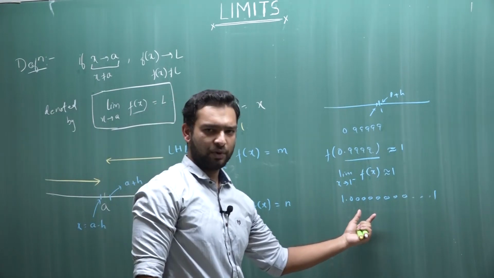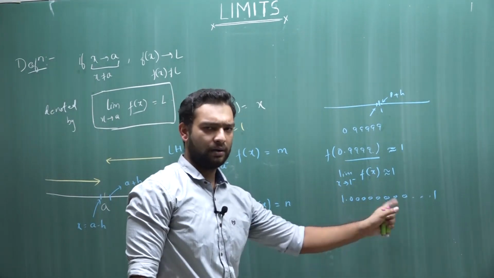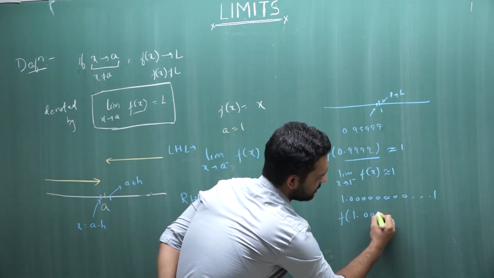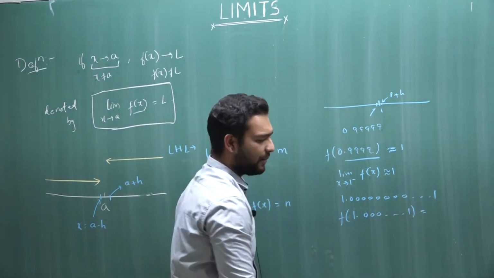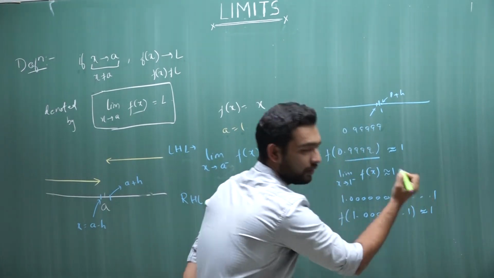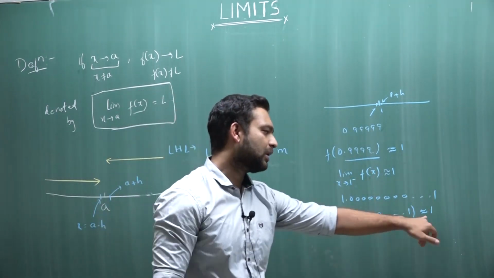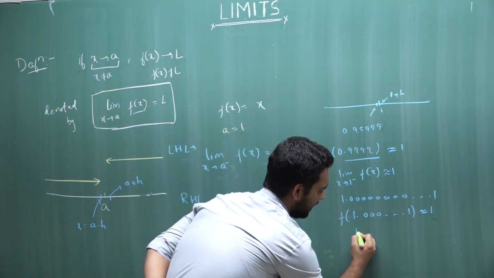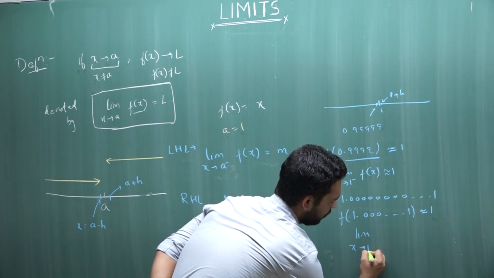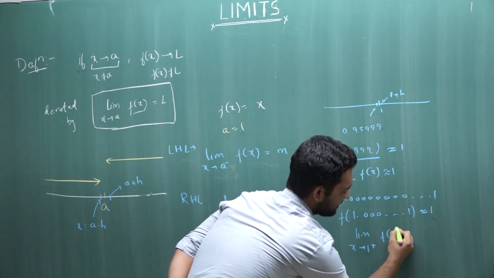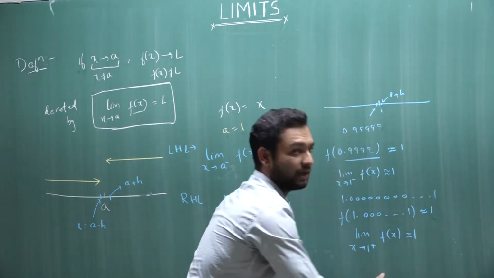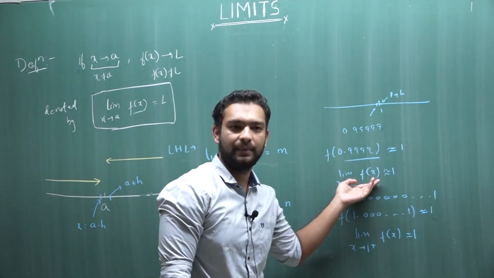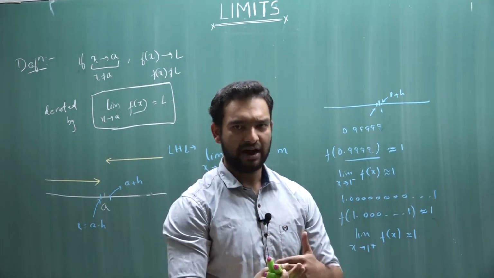It's again a very small value, almost equal to 1 but not exactly 1. Again I can write f of this value as 1.00 and so on till 1. It will approximately be equal to 1, not exactly equal to 1 but tending to the value 1. So we can tell here that limit x tending to 1 plus f of x is also 1. So this, guys, is your right hand limit and this is your left hand limit. We'll get into details afterwards.